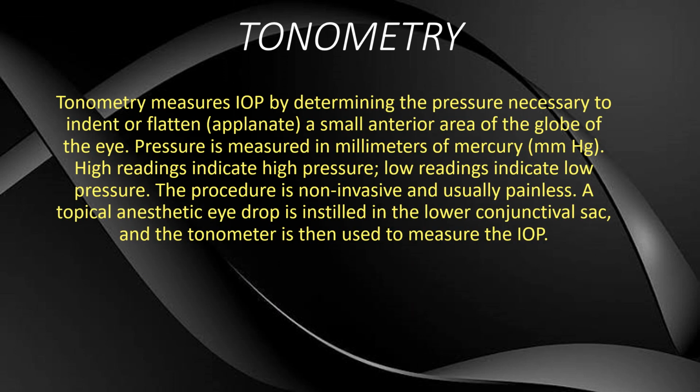Tonometry. Tonometry measures your intraocular pressure by determining the pressure necessary to indent or flatten a small anterior area of the globe of the eye. Pressure is measured in millimeters of mercury. High readings indicate high pressure. Low readings indicate low pressure. The procedure is non-invasive and usually painless. A topical anesthetic eye drop is instilled in the lower conjunctival sac and the tonometer is then used to measure the intraocular pressure.